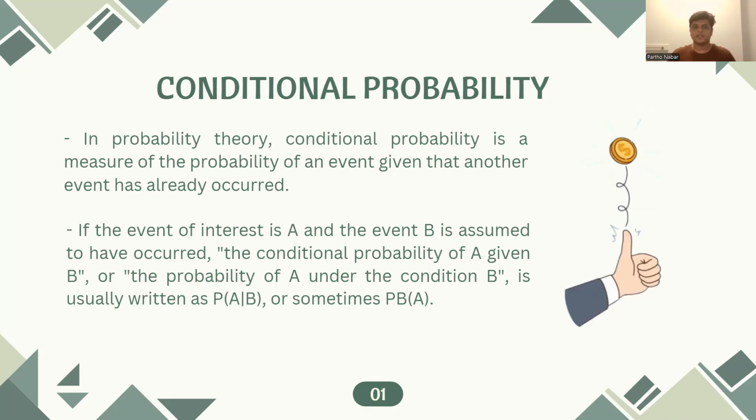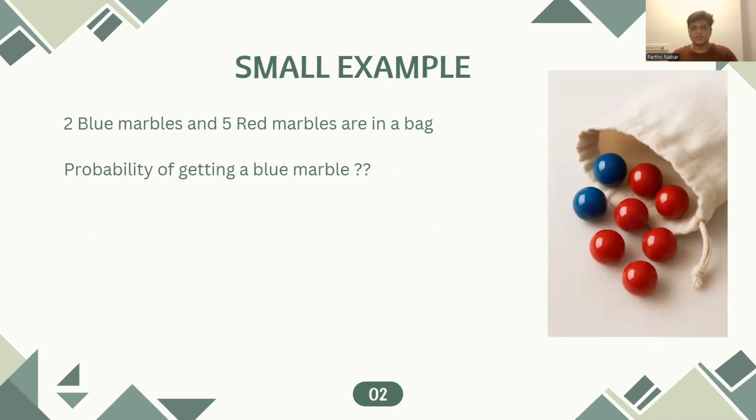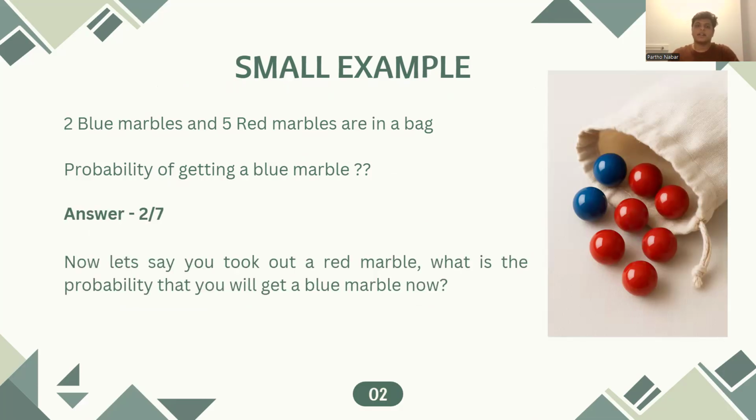Let's check out another example to see how it can get more complex. We have two blue marbles and five red marbles in a pack. What is the probability of getting a blue marble? Simple, right? 2 by 7. But what if I tell you that we already took out a red marble on our first try? What's the probability of getting a blue marble now? It's 2 by 6. Simple, yet not so simple.